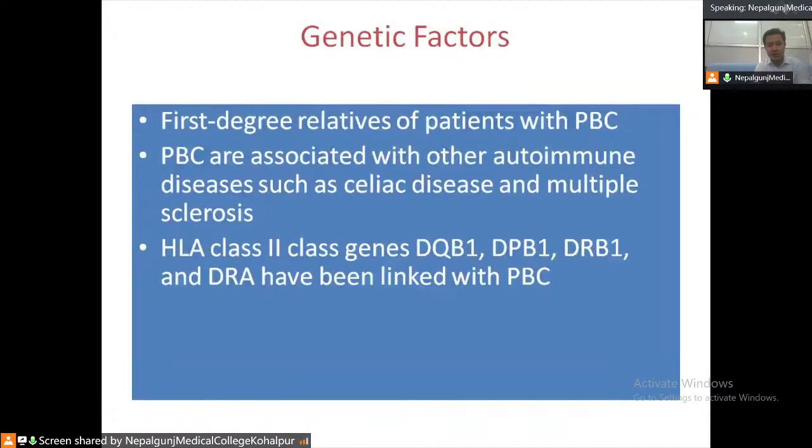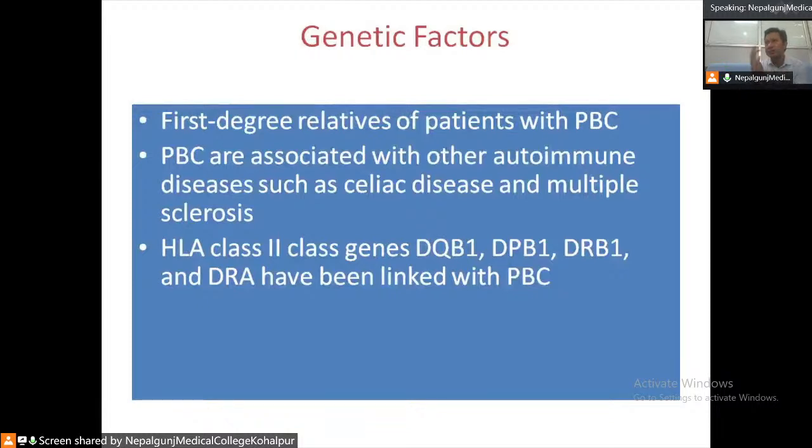Now, genetic factors. Evidence supporting a genetic basis includes first-degree relatives being affected. You should always ask about family history: whether your mother or siblings have a similar disease. If present, it supports an autoimmune disease. It is also associated with other autoimmune diseases, such as celiac disease and multiple sclerosis. Another genetic factor is HLA association. The human leukocyte antigen is a protein complex.